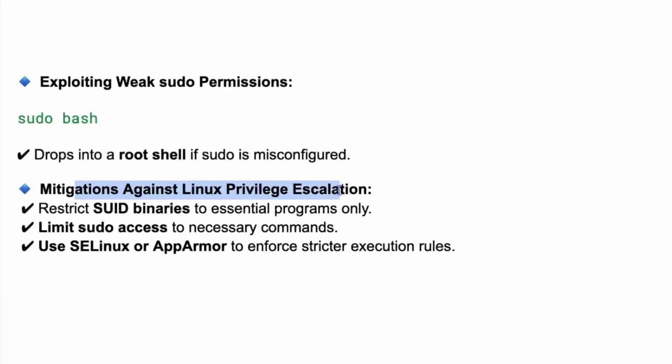The mitigations against something like this would be to restrict the SUID binaries to essential programs only. This is a part of system hardening: you want to remove those SUID binaries, keeping only the things that are absolutely necessary, and then those should be limited in the functionalities that they can offer. They should be limited in the list of users that can modify them or access them, or do anything like that.